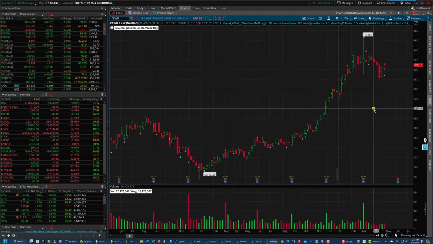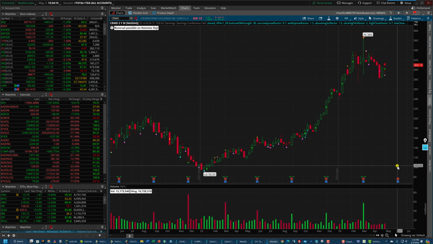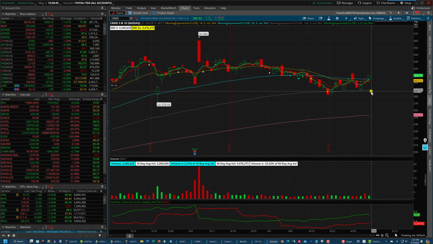Going to look at the weekly chart here. Let's see, earnings are due on the 4th, so 31 days away. Okay, I'm going to go back to the daily. This is just a 3-month chart. Okay, I'm going to go from the daily chart. I'm going to go back to analyze.